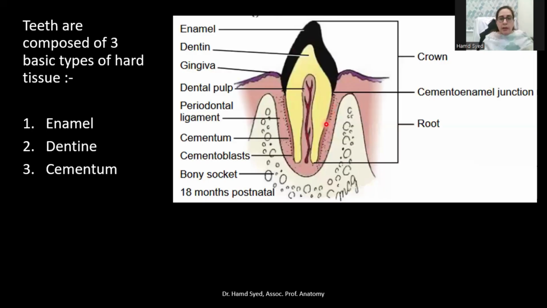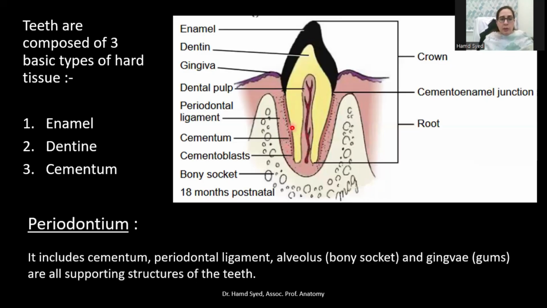And keep this in mind that the tooth is present within the bony socket, which is the alveolus. And around the cementum is the very strong periodontal ligament, which has fixed the tooth within the alveolus. And this portion, along with the gingiva, is collectively known as the periodontium. So we can say periodontium constitutes all the supporting structures of our teeth.